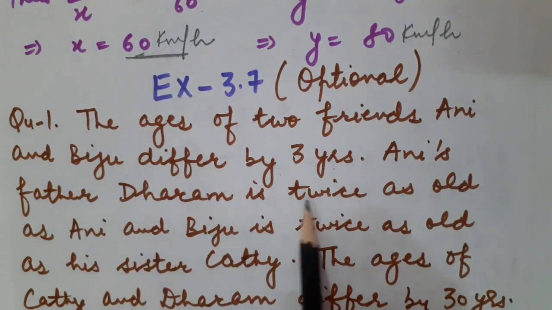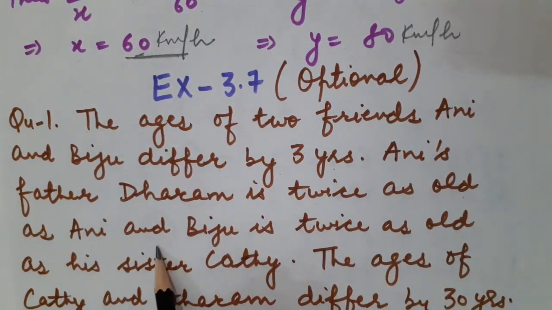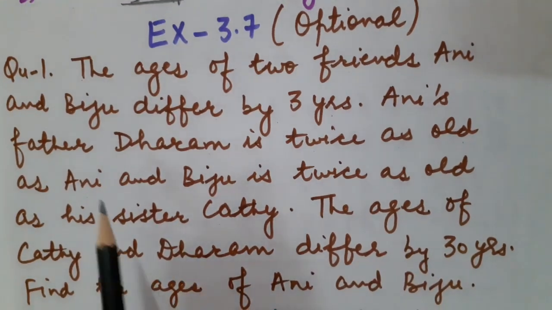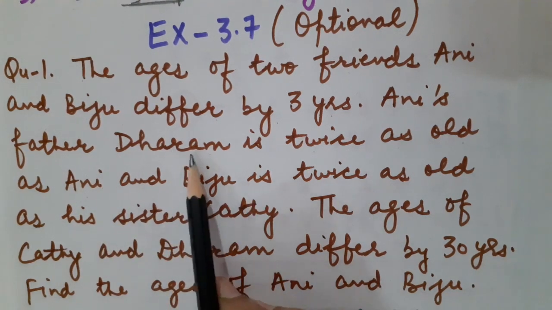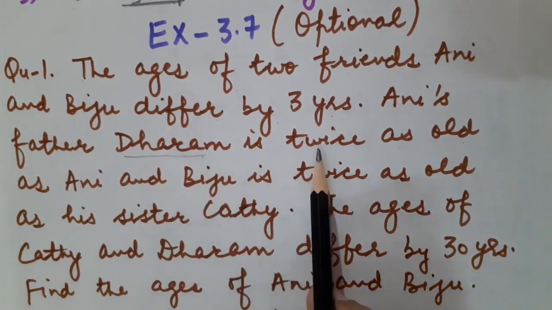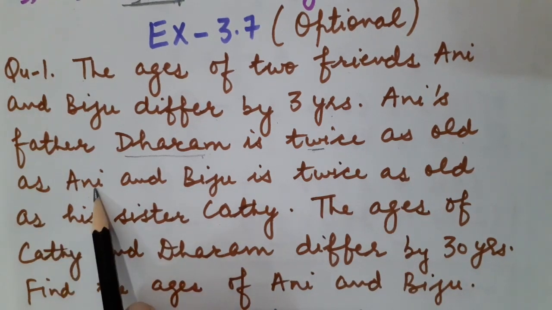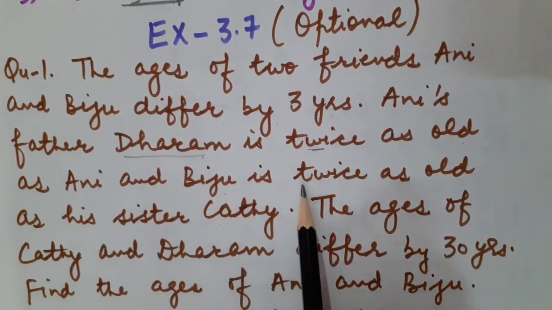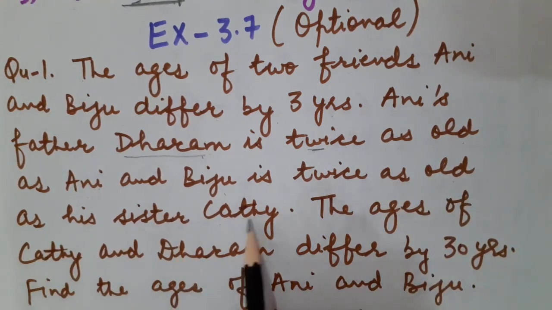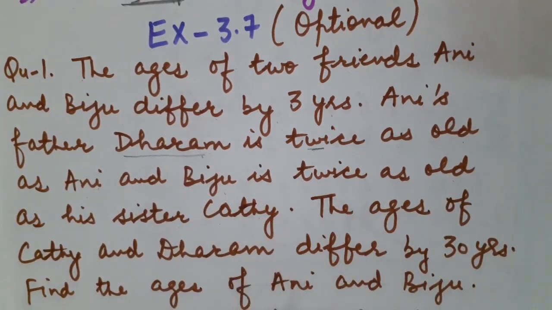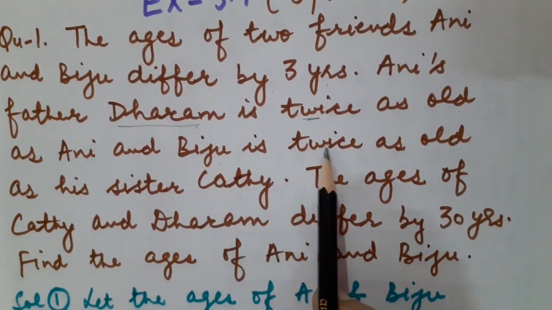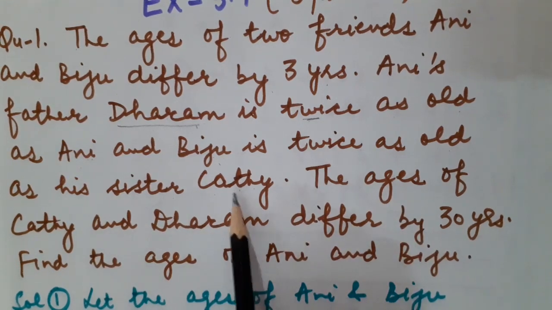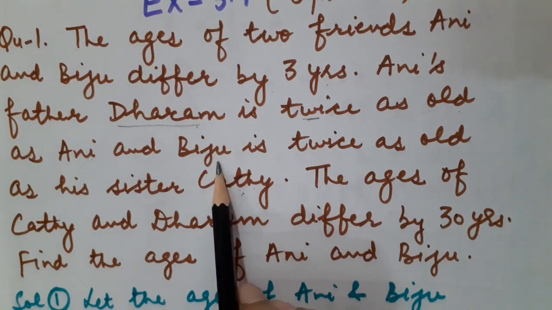Annie's father Dharam is twice as old as Annie. The comparison of the age of Annie and her father Dharam is done now. The age of her father Dharam is twice Annie's age. Fine. And Biju is twice as old as his sister Kathy. Now the ages of Kathy, who is the sister of Biju, are compared, right? Biju is twice the age of his sister, right? It means Kathy is half of her brother Biju's age, right?